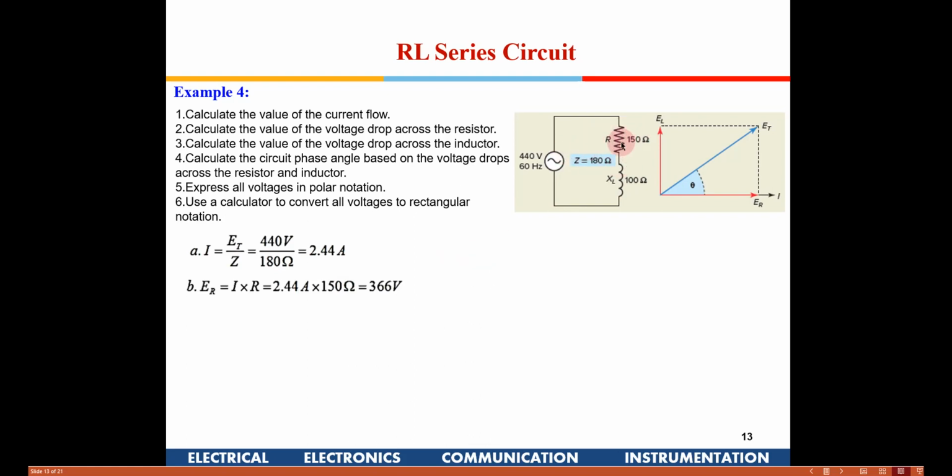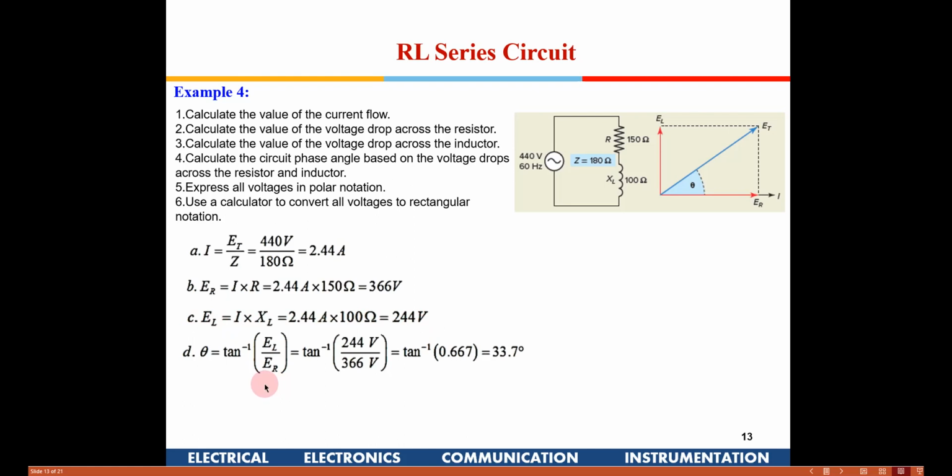Now once the current is known, what is the voltage across this resistor out here? The voltage across the resistor is I into R. So once we have found the value of I, you can just do that. Similarly, I into XL is the voltage across the inductor, right? And then again we apply the same formula. This is the total value of the voltage, and the voltage across the resistance will have no phase lag with respect to the current, and this will be 90 degrees, and the total will be 33.7 here.